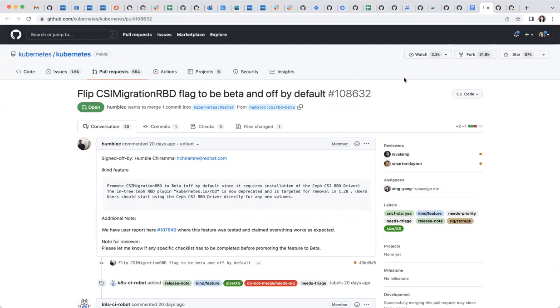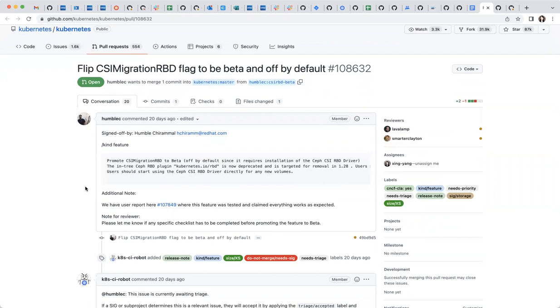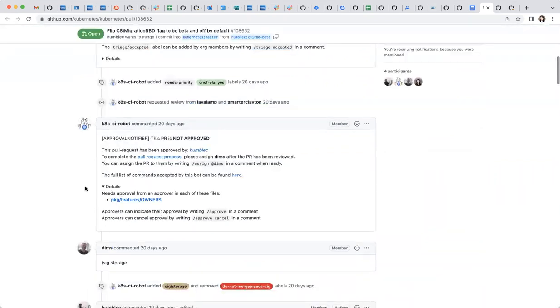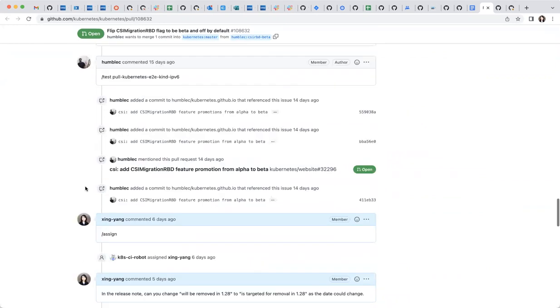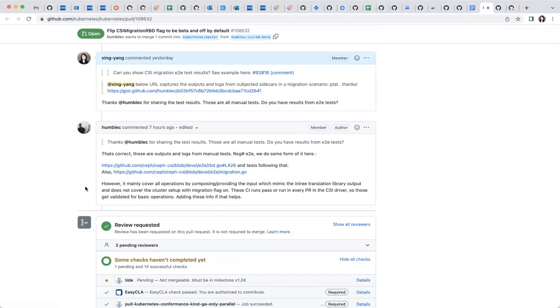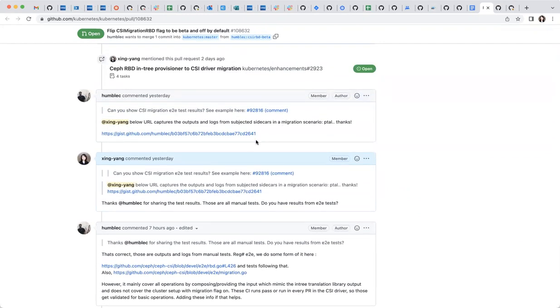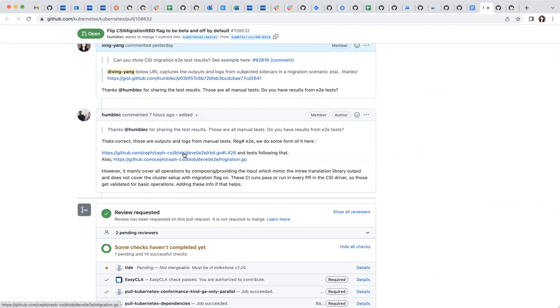Right, so I was reviewing this. This is going beta. So he didn't submit any E2E test results. So I asked him to submit that, and then he submitted some test results, but those are all manual tests. Those are not E2E test results. So I was asking him for that, and then he updated with this link. Those are basically the tests that are written for this. So I look at those tests. Those are actually all for the CSI driver.